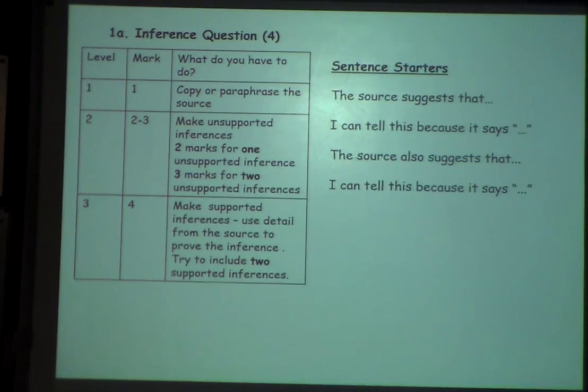What can you learn from the source about, and whatever it's on? Now you can see there that in order to gain 4 marks, you've got to make supported inferences. So you need to use the sentence starters suggested there. So the source suggests that. I can tell this because it says, and provide a supporting quote, and do that twice.